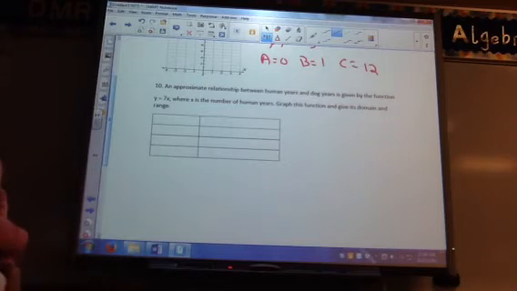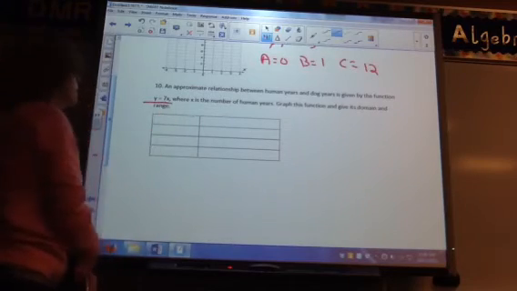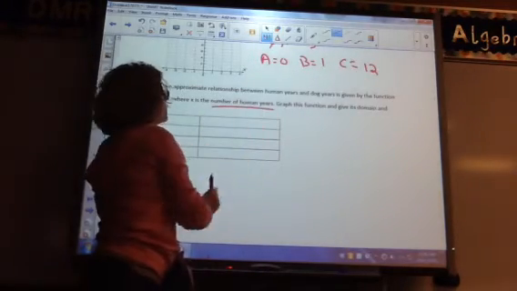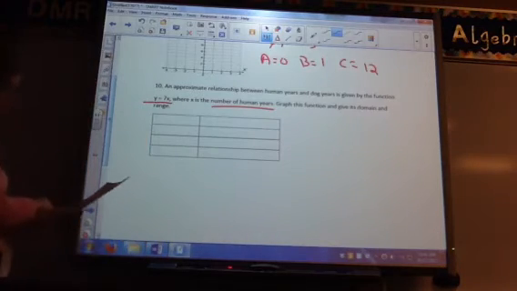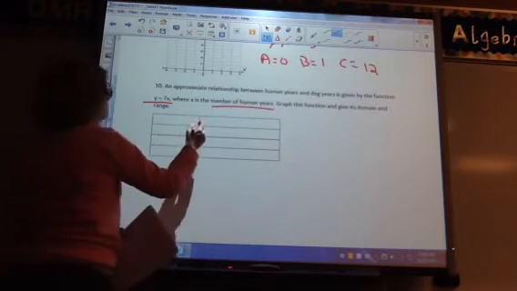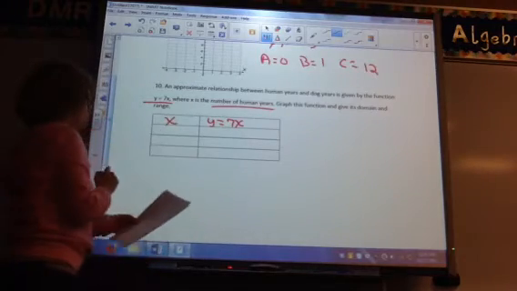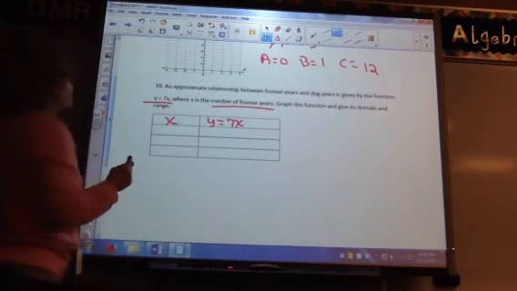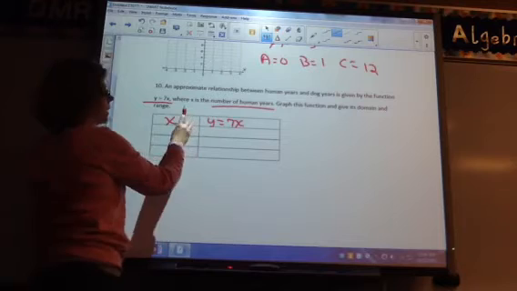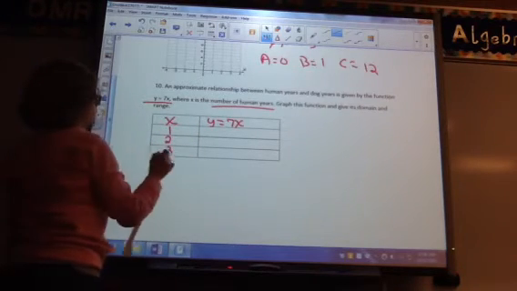All right, last one here. An approximate relationship between human years and dog years is given by the function y equals 7x, where x is the number of human years. Graph this function to give us domain and range. Okay, so y equals 7x, so we need to substitute in for x. We're talking about years, so can we have a negative number? We cannot. So let's start with 1, 2, and 3.